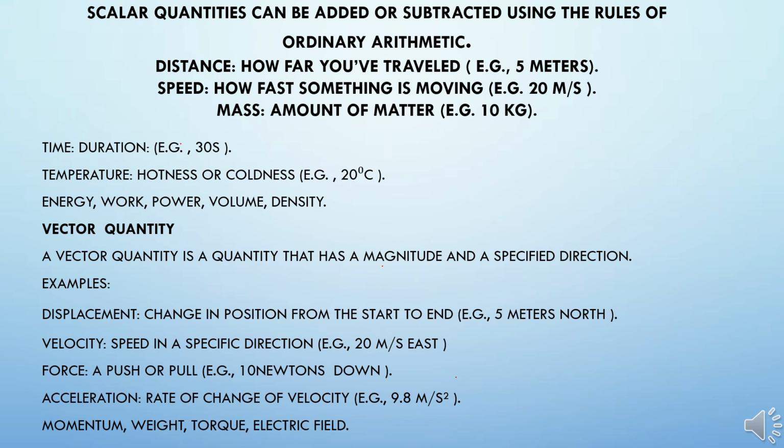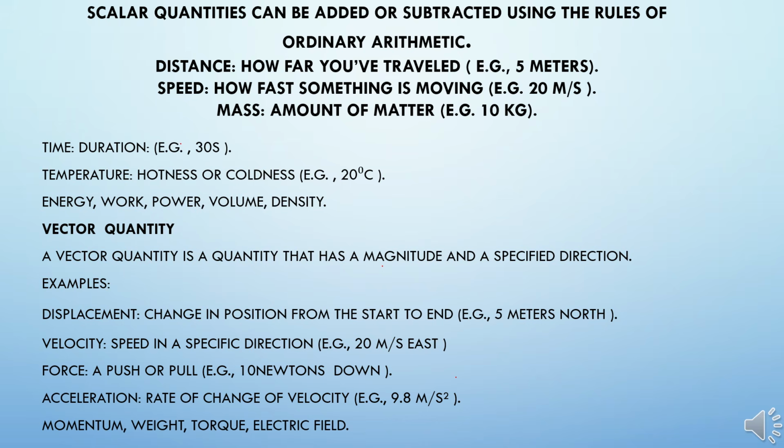Scalar quantities can be added or subtracted using the rules of ordinary arithmetic. It means when I'm adding two scalars, if I have 3 meters and I'm adding 4 meters to it, I should use ordinary arithmetic. And so a distance of 3 meters plus 4 meters will give me 7 meters. Simple arithmetic. Now let's define some of the scalar quantities we mentioned.